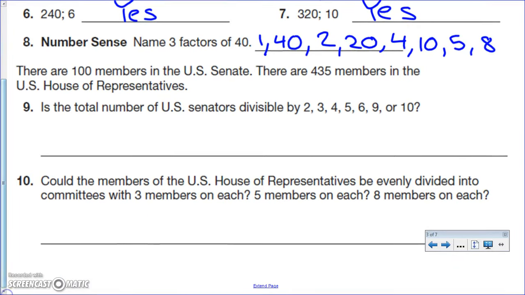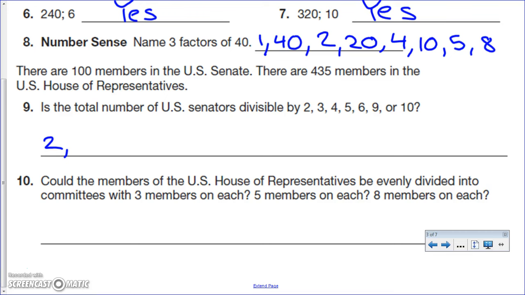For 9 and 10, we need to use the information they give us here. There are 100 members in the U.S. Senate. There are 435 members in the U.S. House of Representatives. Is the total number of U.S. senators divisible by 2, 3, 4, 5, 6, 9, or 10? So we're going to take 100, and we know it's divisible by 2 because it ends in a 0. We know it's not divisible by 3 because 1 plus 0 is 1, and 1 is not divisible by 3.